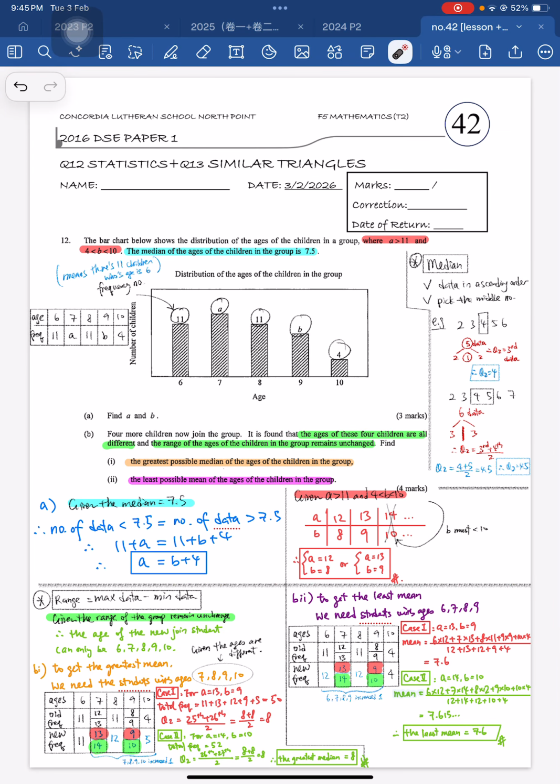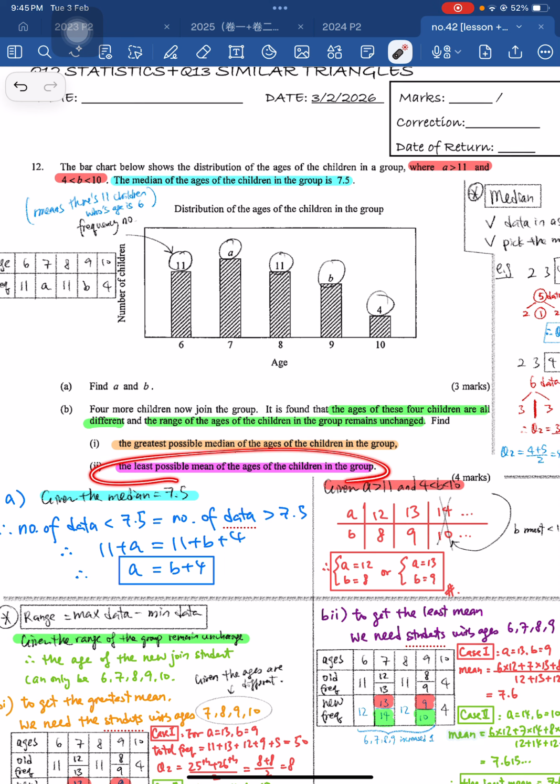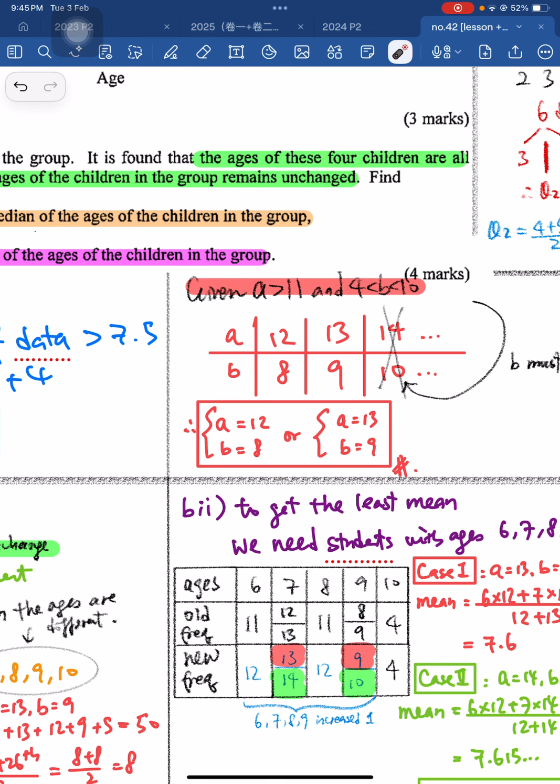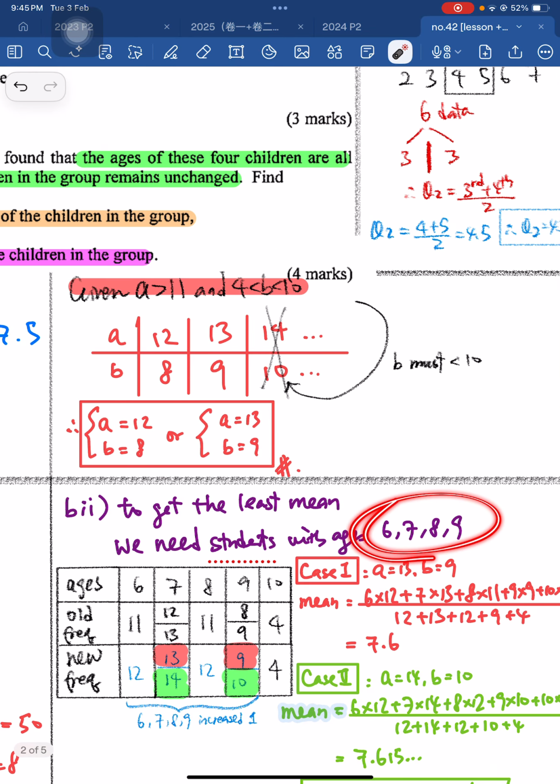Then back to B2. B2 is asking you to find out the least possible mean of the ages of the children in the group. So to get the least possible mean, we want the ages of the children that come in to be as small as possible, which means that we can take the ages 6, 7, 8, 9, isn't it? But still, we have 2 different cases.